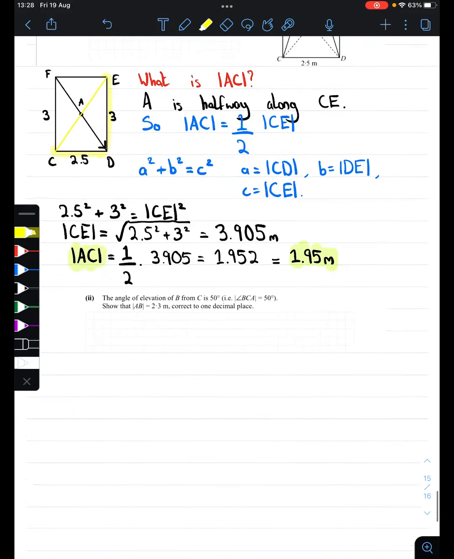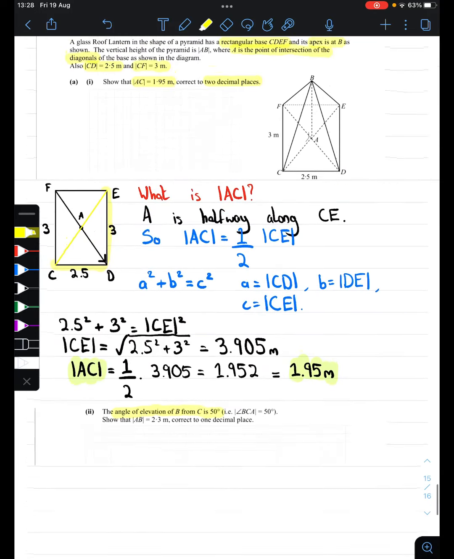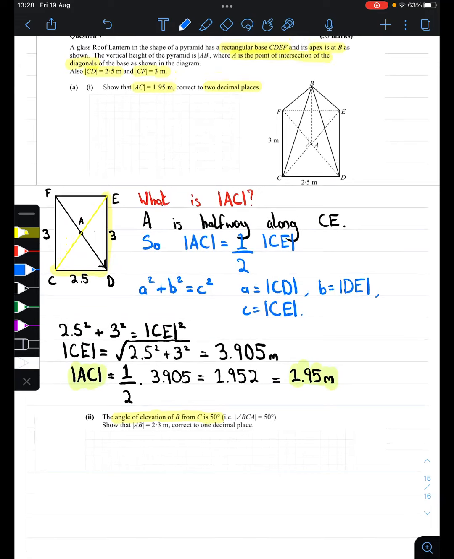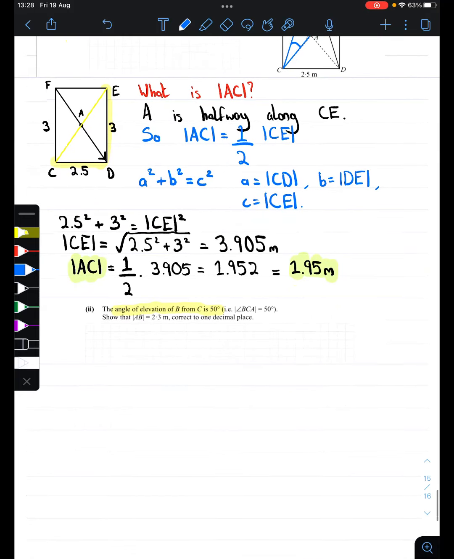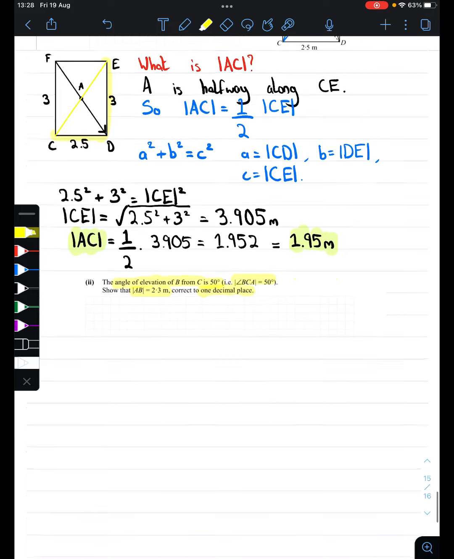Now on to part 2. The angle of elevation of B from C is 50 degrees. So that would be this angle here is 50 degrees. Yeah, so as they say, BCA is 50 degrees. And we want to show that AB is 2.3 meters, correct to 1 decimal place.